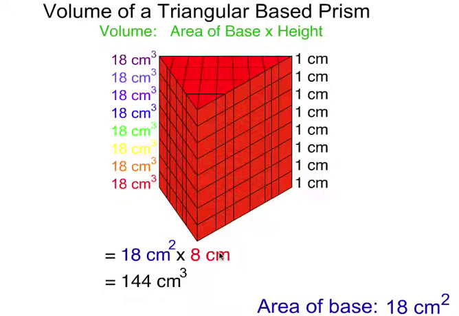Notice it's the same for a rectangular base prism or an octagon base prism or a hexagon base prism. It doesn't matter what the base is. It's the area of the base times how many layers you have. So the volume of any kind of prism or cylinder is area of the base times the height.